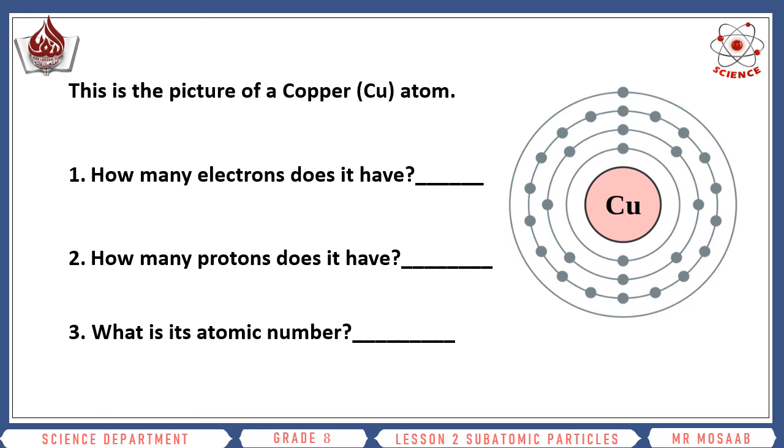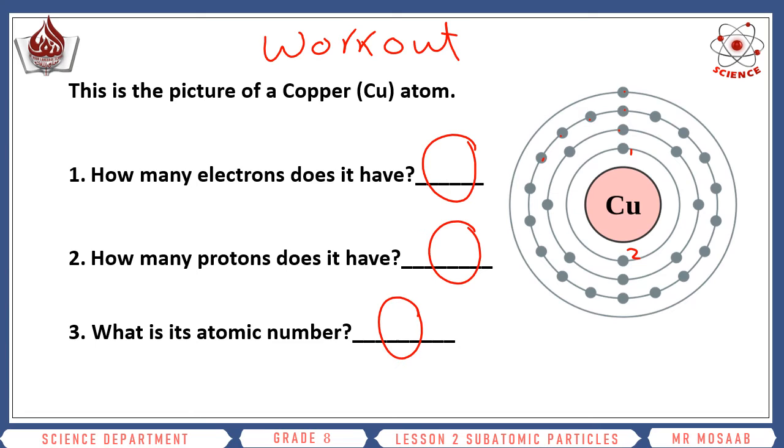This question you have to write at home. How many? Work out. Just try to count the number of electrons as you can, starting from inside out, from here, 1, 2, and so on. You will count all these circles, and this will be the number of electrons. Then it will be the same: the number of electrons will be the same as the number of protons, and equal to the whole atomic number.